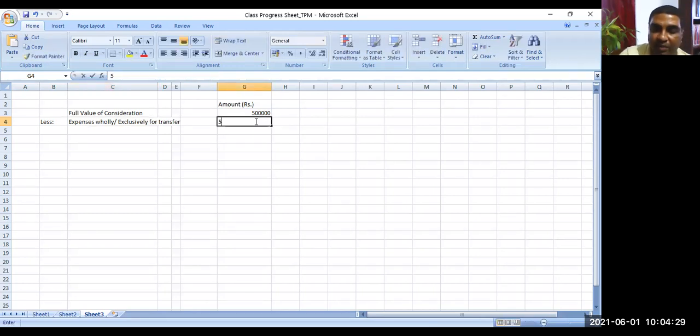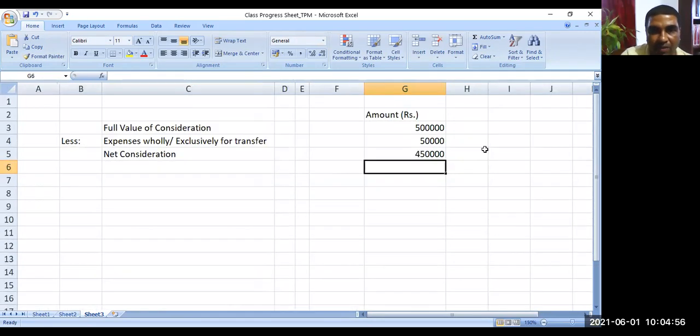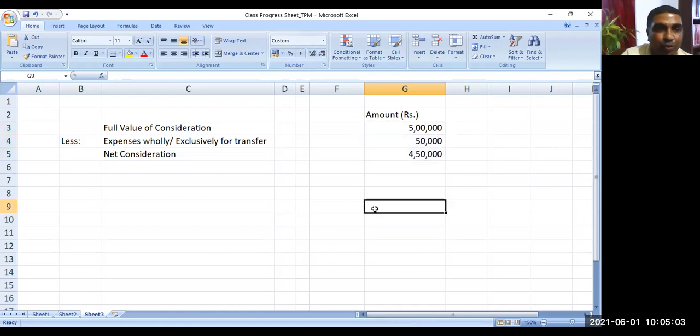Okay, how much is that? 50,000. Then what is the net consideration? How much is the net consideration? 4,50,000. Yes, very good. So we'll arrive at it here: this figure minus this figure, 4,50,000. Are you getting it? Yes, sir. 4,50,000. But thereafter, two more deductions.